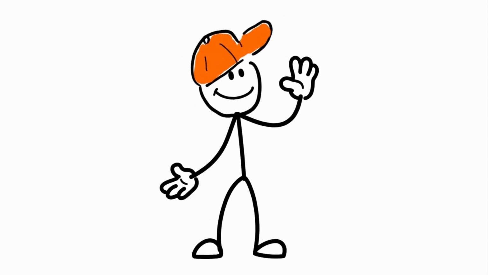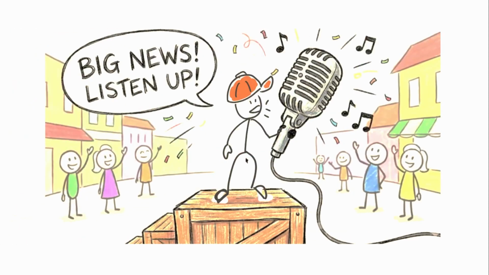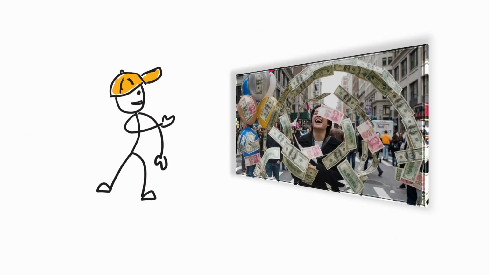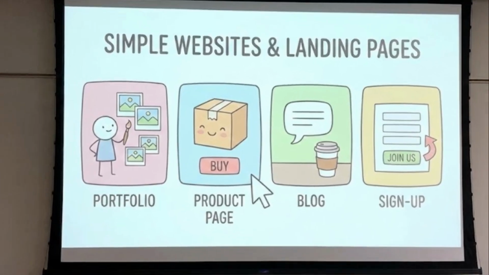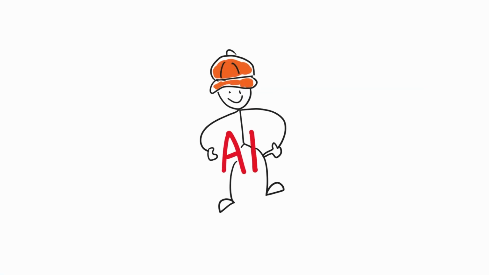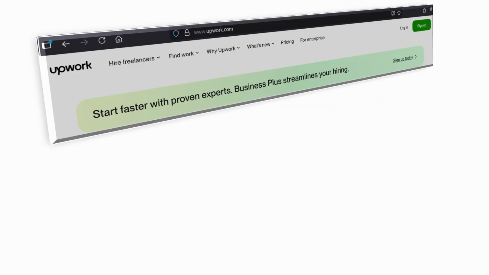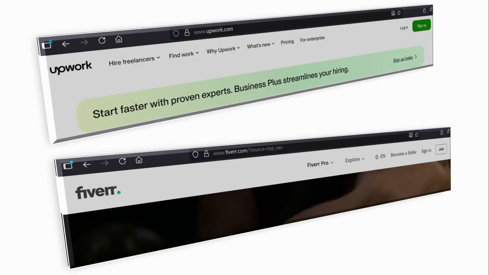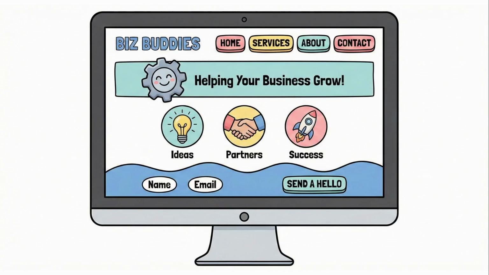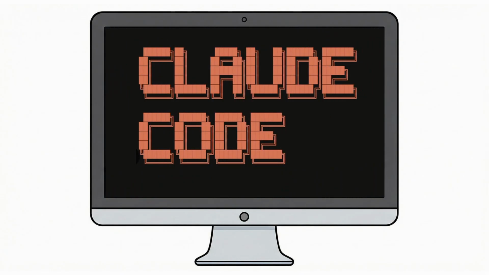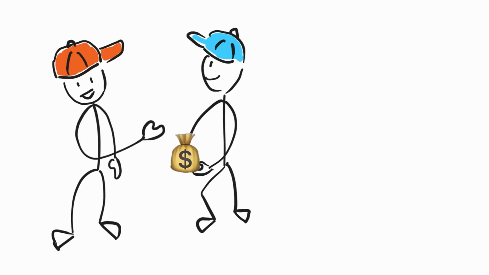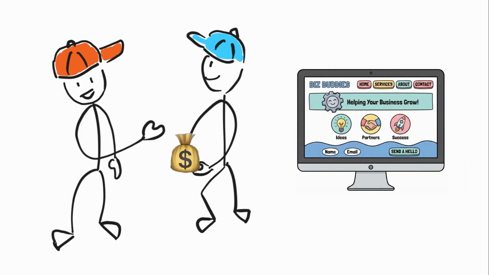Hey everyone, before we start, let me tell you something crazy. People are making thousands of dollars building simple websites and landing pages using AI, and they don't even know how to code. I'm talking about freelancers on Upwork or Fiverr charging $500 to $2,000 for basic business websites that take them less than an hour to build with Claude Code. One person I know made $5,000 last month just building portfolio sites for local businesses.